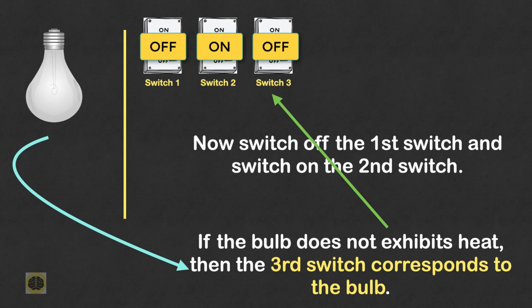Enter the room. If you find the light bulb glowing, then the second switch corresponds to the bulb. If the light bulb does not glow, just touch the light bulb to check if it emits heat. If the bulb exhibits at least some heat, then the first switch corresponds to that bulb. If the bulb does not exhibit heat, then the third switch corresponds to the bulb.